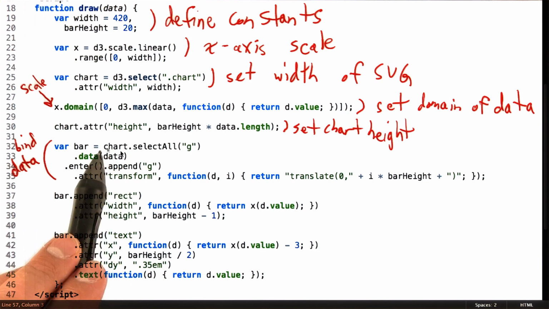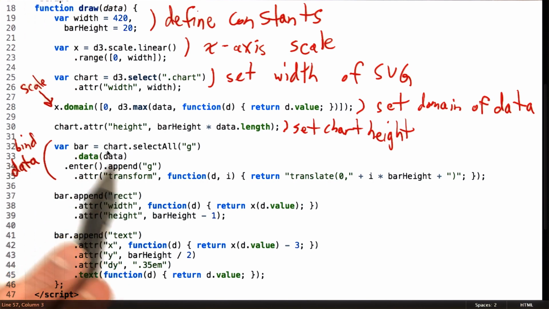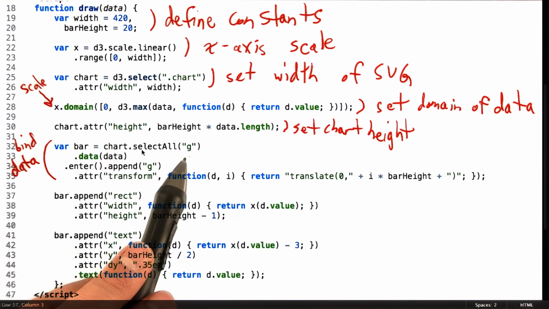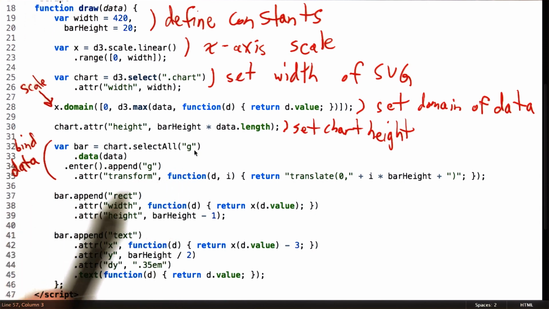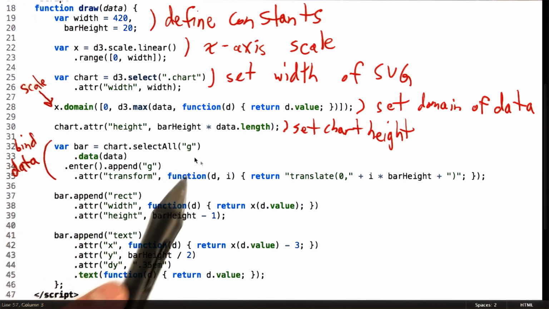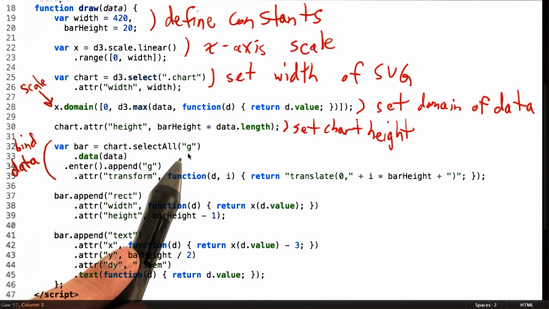We first access the SVG chart element, find every possible group tag that may be in there, and the group tag can be thought of as analogous to the div tag in HTML. It has no visual display, but serves to group and organize content that may be contained within it.